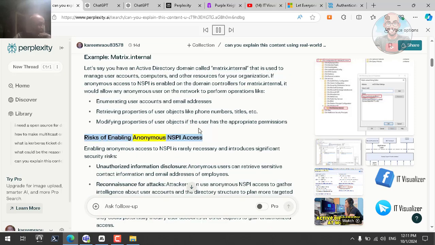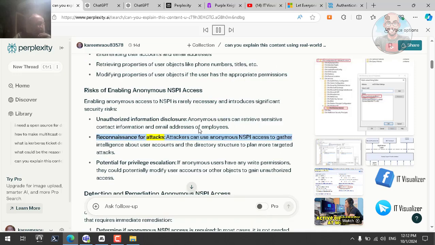Risks of enabling anonymous NSPI access. Enabling anonymous access to NSPI is rarely necessary and introduces significant security risks. Unauthorized information disclosure: anonymous users can retrieve sensitive contact information and email addresses of employees. Reconnaissance for attacks: attackers can use anonymous NSPI access to gather intelligence about user accounts and the directory structure to plan more targeted attacks. Potential for privilege escalation: if anonymous users have any write permissions, they could potentially modify user accounts or other objects to gain unauthorized access.